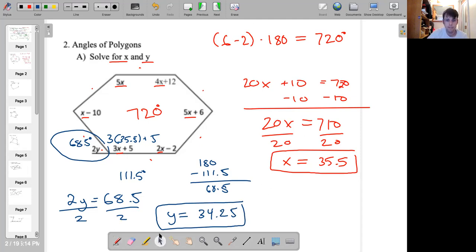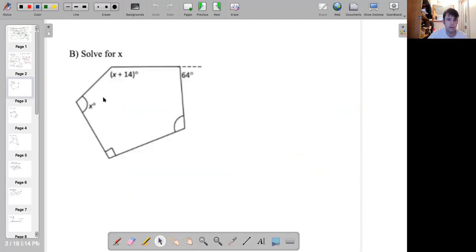All right, let's go ahead and keep moving forward to our next problem, problem B for 2. So these again are some interior and exterior angles. We got a lot of different things going on. This one's actually probably a little easier than the last one. We have a 90-degree angle here. These are marked the same, so these are both x plus 14.